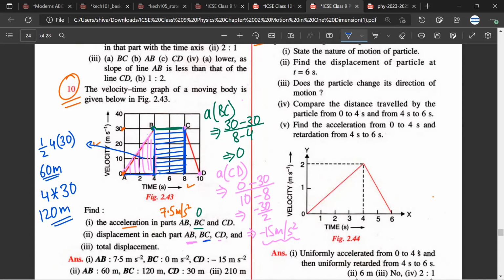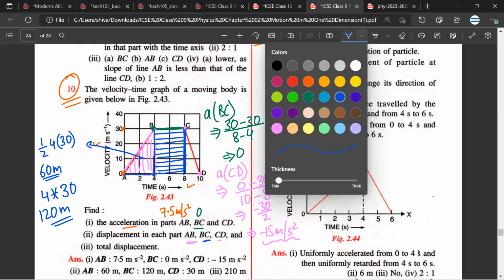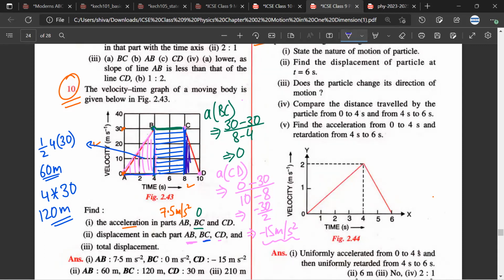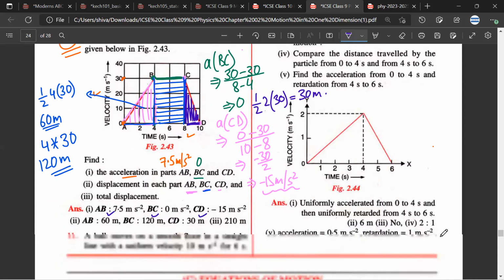Then when they are asking us the displacement of part CD, we have to find the area of this triangle. This will be equal to half base into altitude. Altitude is 30 minus 10, and this would be equal to 30 meters. So that is why they have written the displacement of AB to be 60, BC to be 120, and CD to be 30 meters.